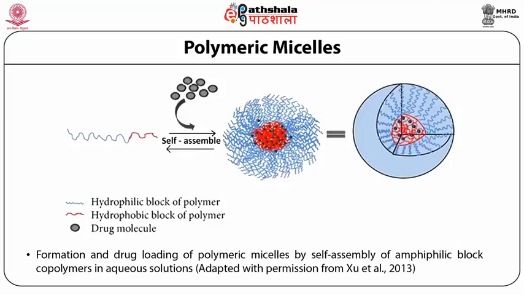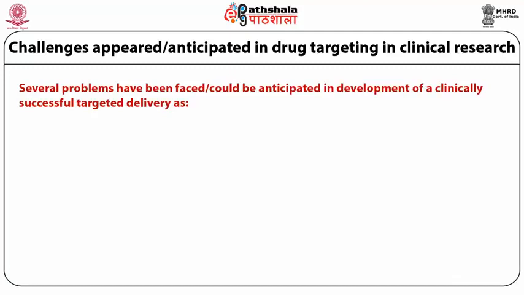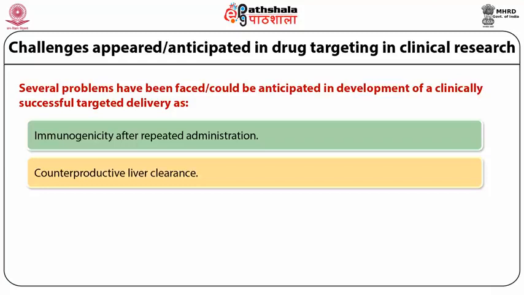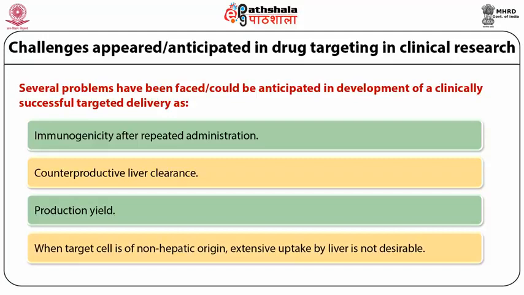of structure. We have discussed that there are so many advantages of these nanocarrier systems, but it is not that easy to develop such material. There are some problems that have been faced or could be anticipated in the development of clinically successful targeted delivery. That includes immunogenicity, then counterproductive liver clearance. Production yield is very important because many times you use such costly material but you get a very small yield finally. And where the target cell is of non-hepatic origin, extensive uptake by the liver is not desirable.